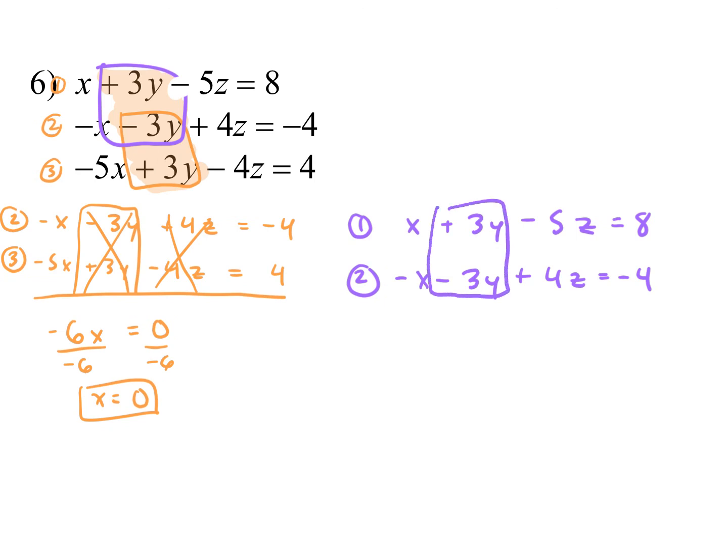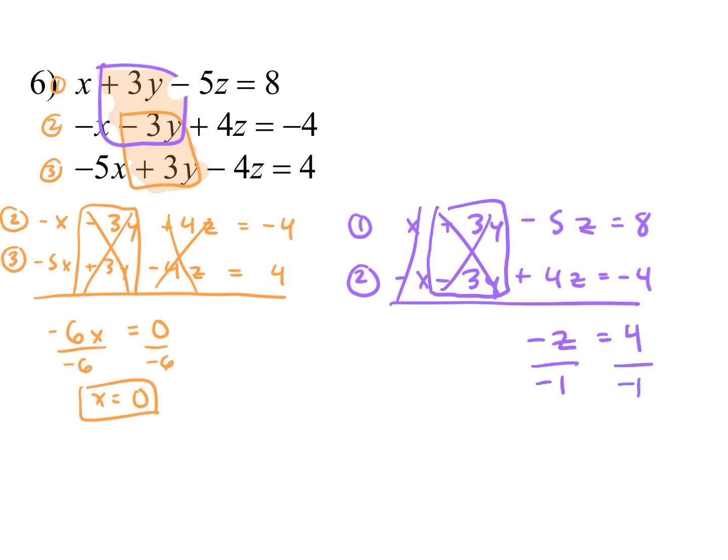So do my y's cancel? Perfect. That's the goal. What's x minus x? It cancels. It's 0. What's negative 5z plus 4z? Negative z. And 8 minus 4? 4. Can I solve for z from here? What do I have to do?